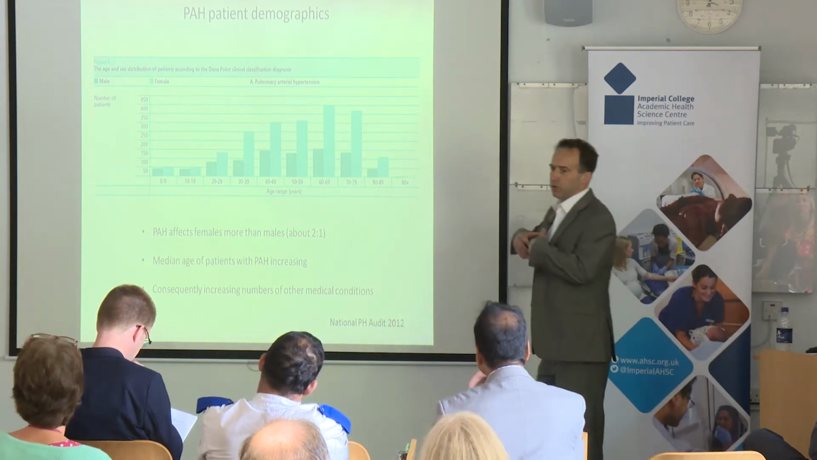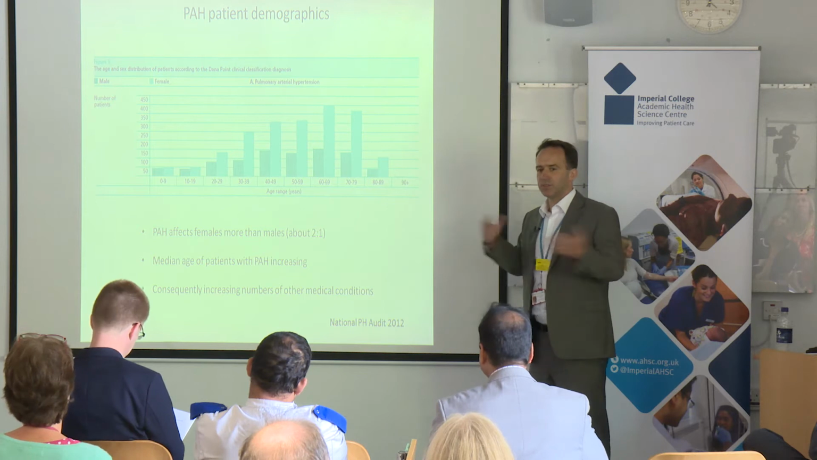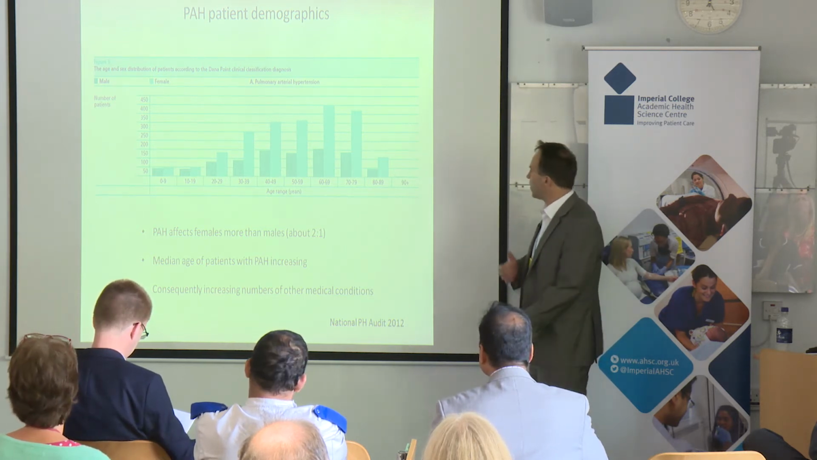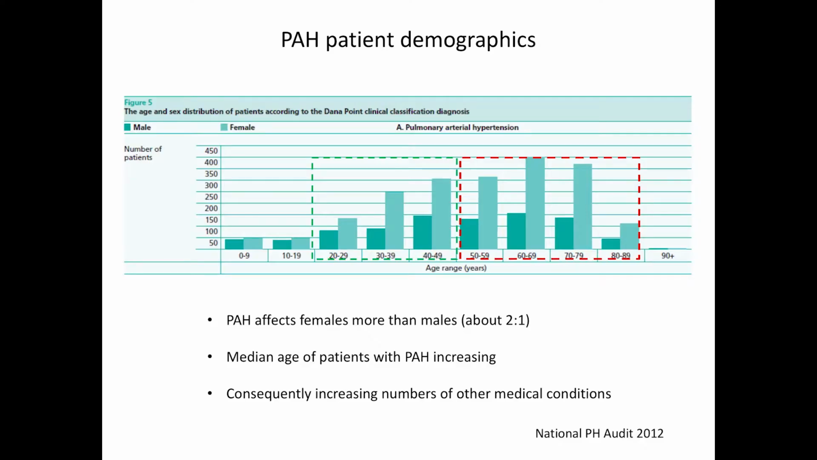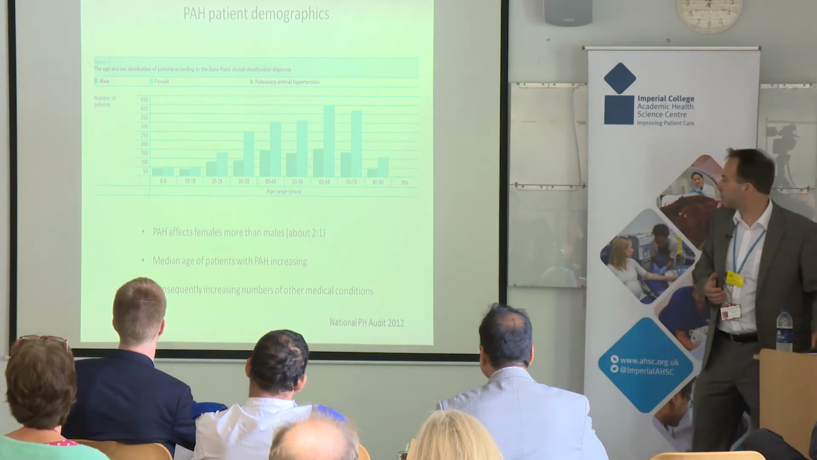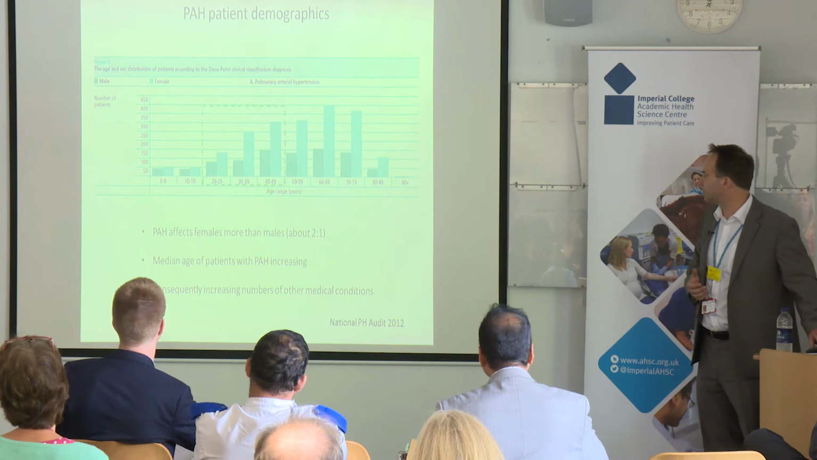This is from the national audit. All the patients in our service and all the other specialised services put all their data into a national audit, and we can get a lot of information about these patients. Now this graph here has numbers on the vertical axis and age groups along the horizontal axis, and the light blue is females and the greeny blue is males, and you can see straight away that it's more common to have pulmonary arterial hypertension if you're a woman. We're not quite sure why that occurs, but it's probably related to hormone levels.